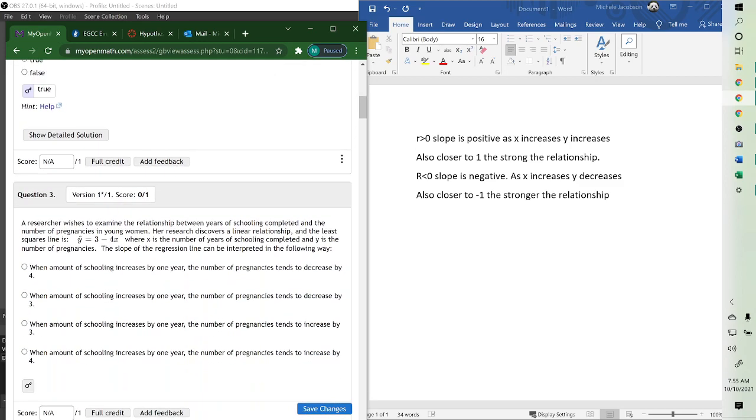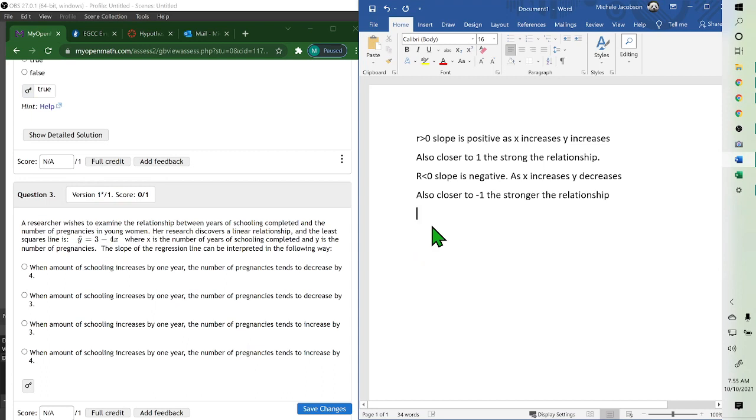A researcher wishes to examine the relationship between years of schooling completed and the number of pregnancies in young women. Her research discovers a linear relationship and the least squares line. So we have y equals 3 minus 4x.